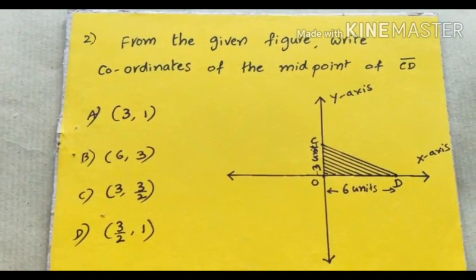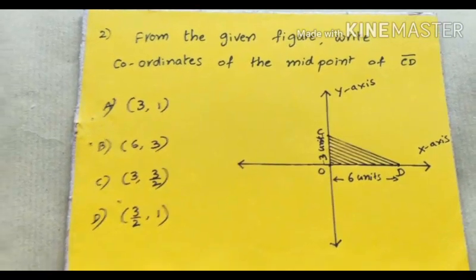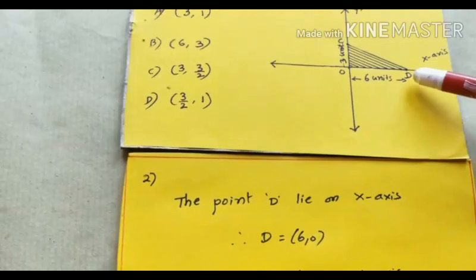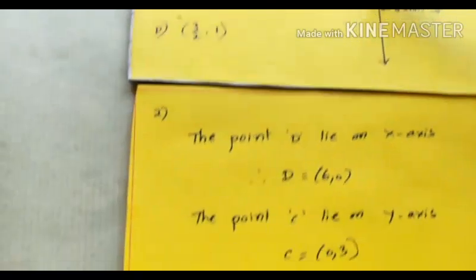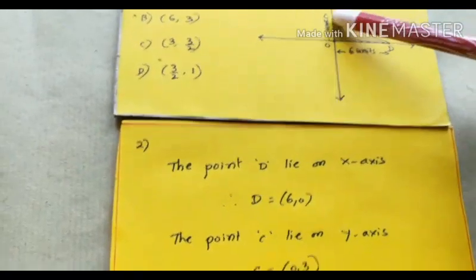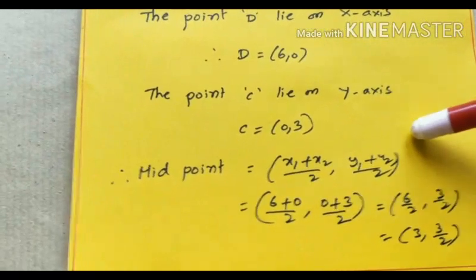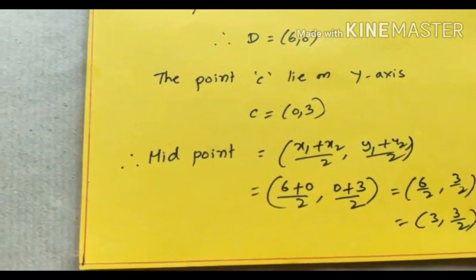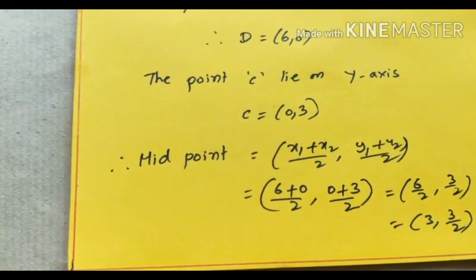Second question: from the given figure, write the coordinates of the midpoint of CD. Here the point D lies on the x-axis, so D equals (6, 0). The point C lies on the y-axis, therefore C equals (0, 3). The midpoint formula is ((x1 plus x2) by 2, (y1 plus y2) by 2). So (6 plus 0) by 2, (0 plus 3) by 2, that equals 6 by 2, 3 by 2. The answer is (3, 3/2).